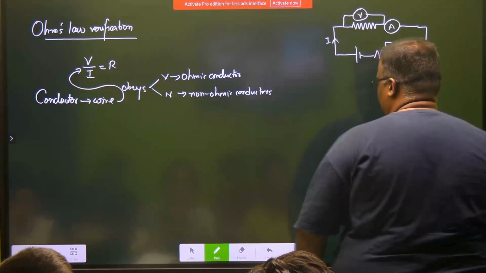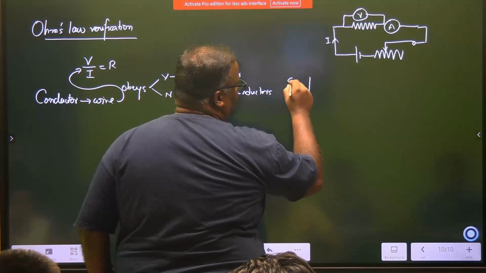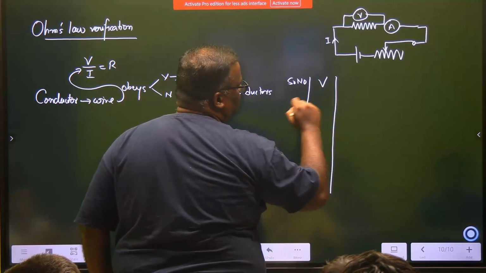And I start making some observations. My observations are like this. These are my serial numbers. This is what is the voltmeter reading.